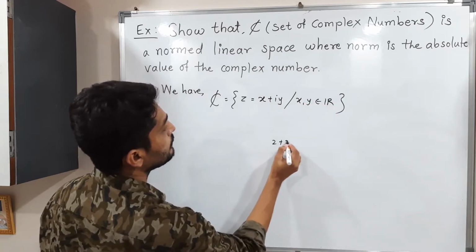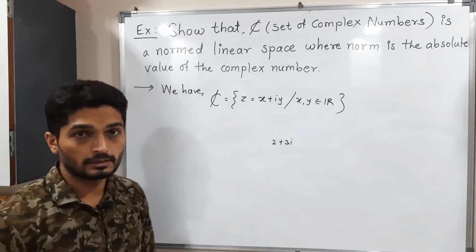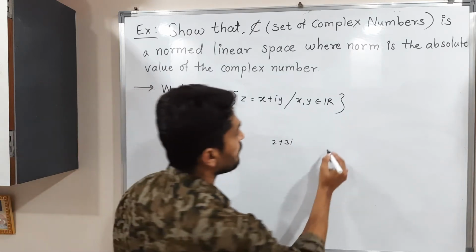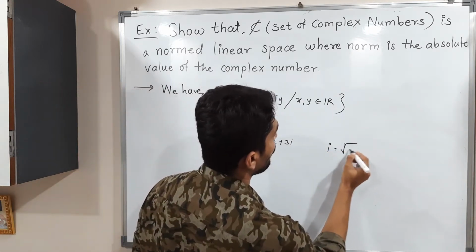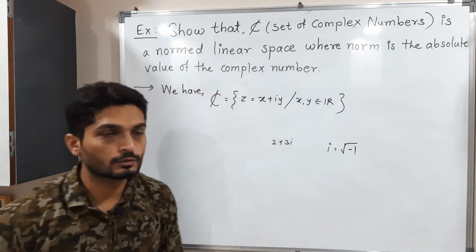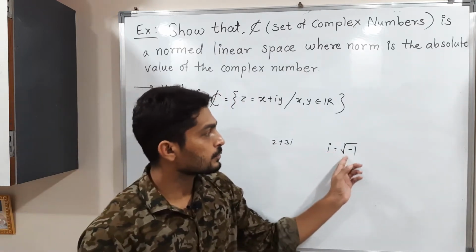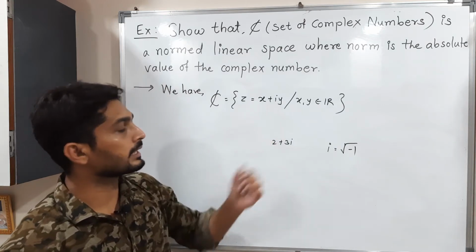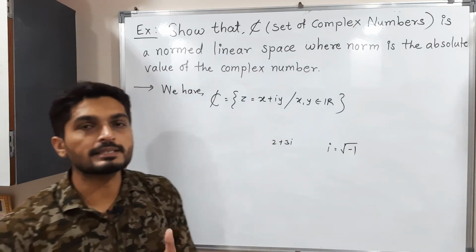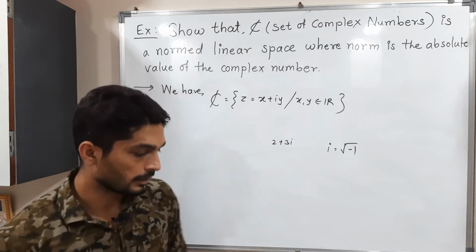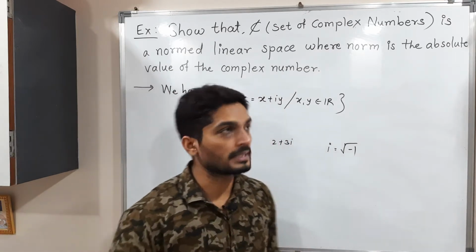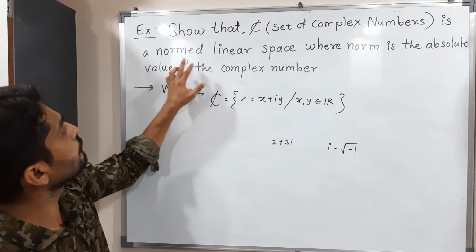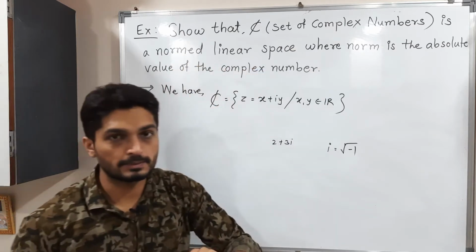For example, 2 plus 3i. So it's a complex number. I is there. I hope all of you are familiar with i. i means square root of minus 1, right? So i represents square root of minus 1, an imaginary number. And if we have a number like 2 plus 3i or a plus ib, we call it a complex number. So in this example, we have the set of complex numbers, and we have to prove that it is a normed linear space.